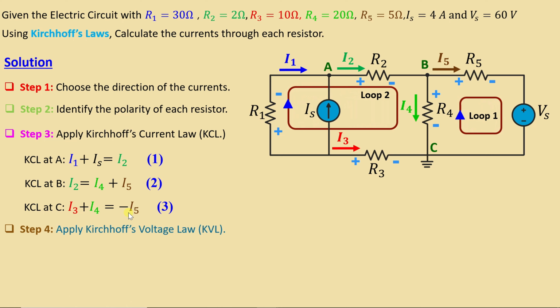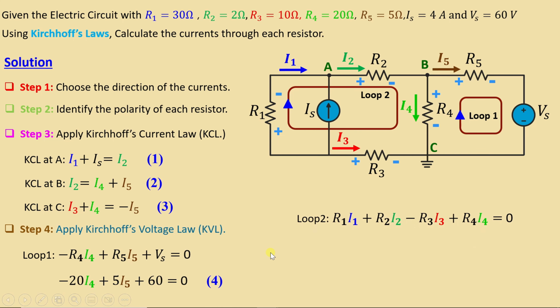Before we start, we need to choose the different loops we are going to use here. This is loop number 1 and this is loop number 2. Then in loop number 1 we can write negative R4 I4 plus R5 I5 plus Vs is equal to 0. That means negative 20 I4 plus 5 I5 plus 60 is equal to 0.